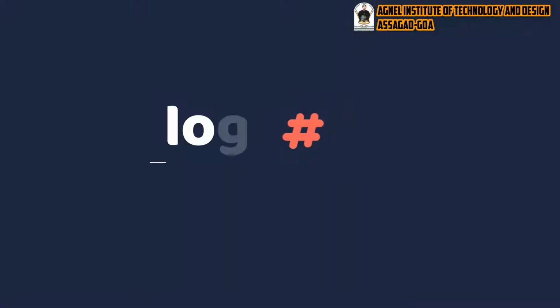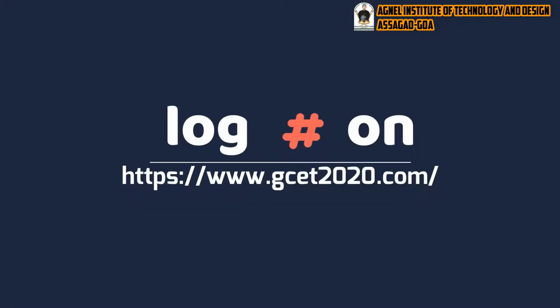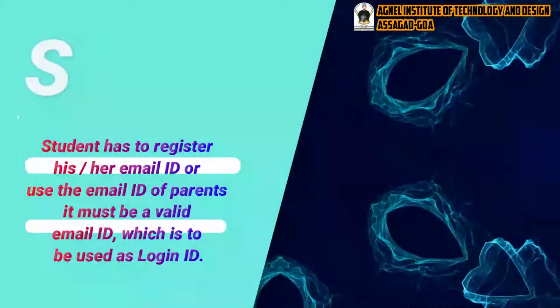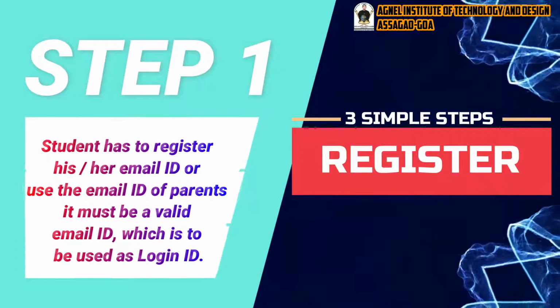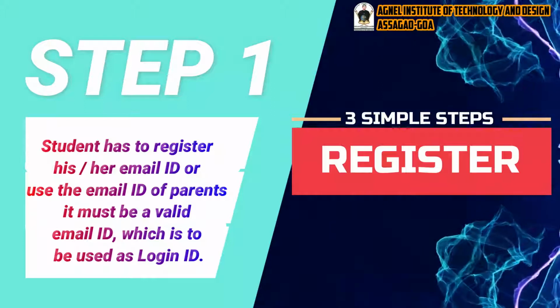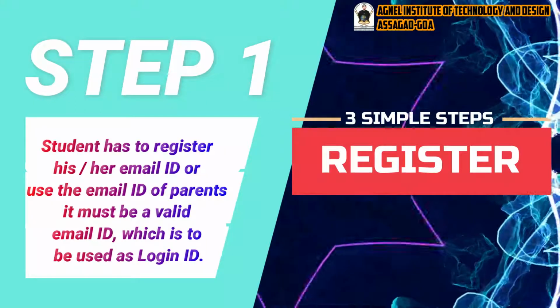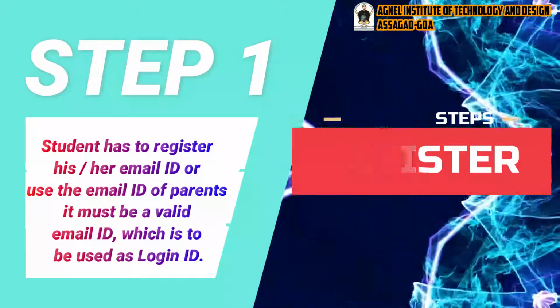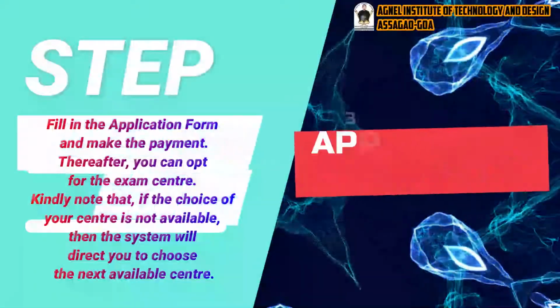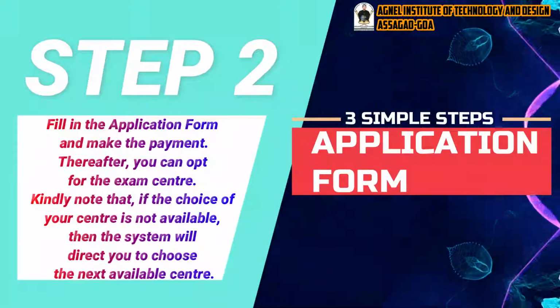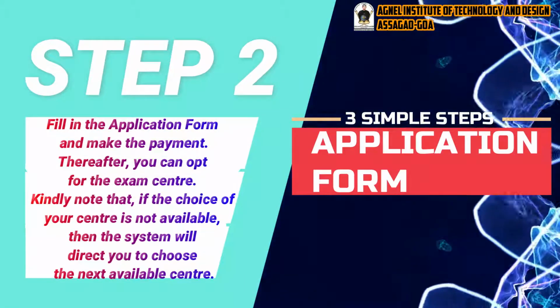Log on to www.gcet2020.com. Registration process is 3 simple steps. Step 1. Student has to register his or her email ID or use the email ID of parents. It must be a valid email ID, which is to be used as login ID. Step 2. Fill in the application form and make the payment. Thereafter, you can opt for the exam center.